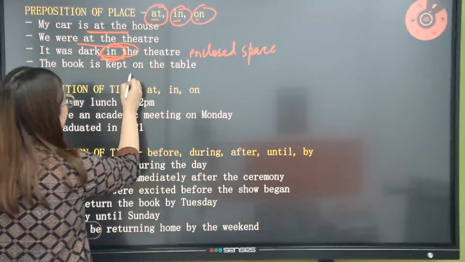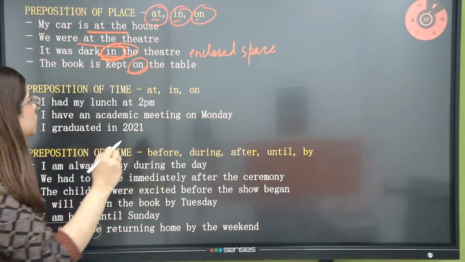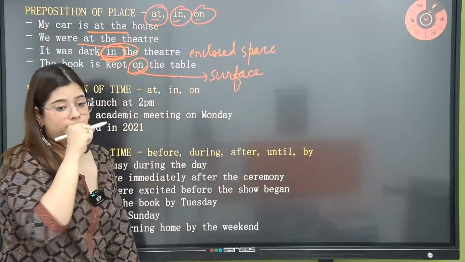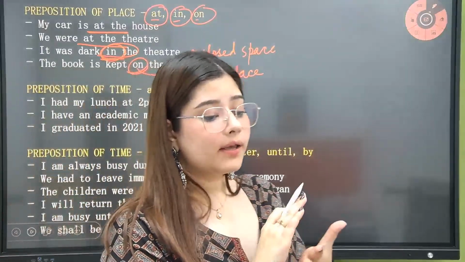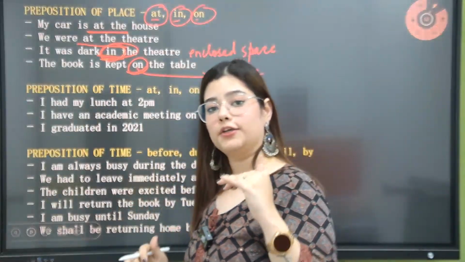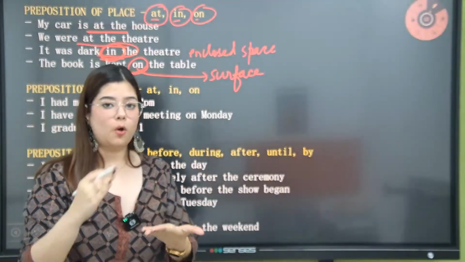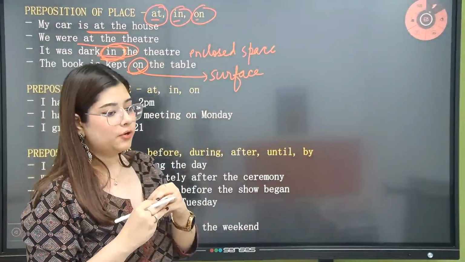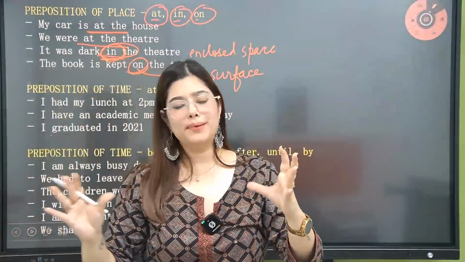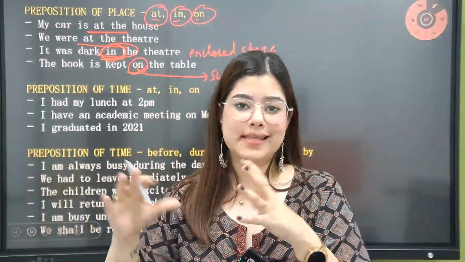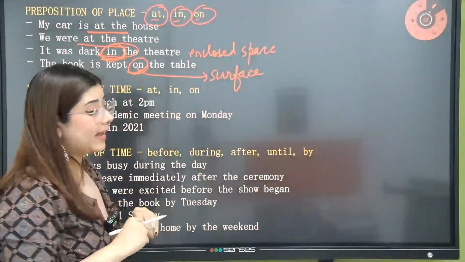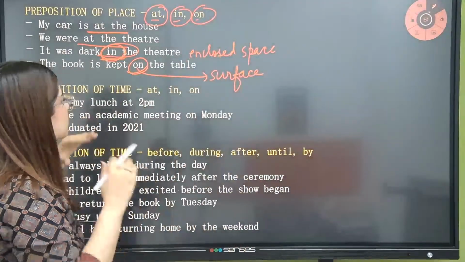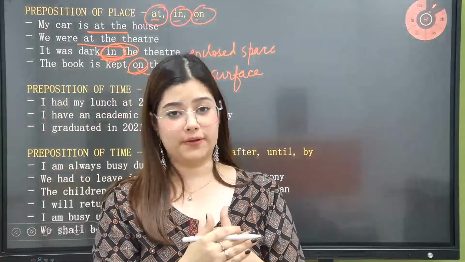The book is kept on the table. On is used to point to a particular surface, on the surface of the table. So at is for a particular space, which is probably an open space, to point towards that location. In is for an enclosed space, and on is to point to a particular surface.